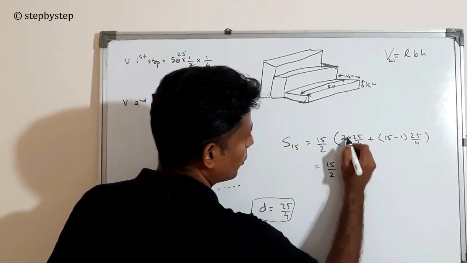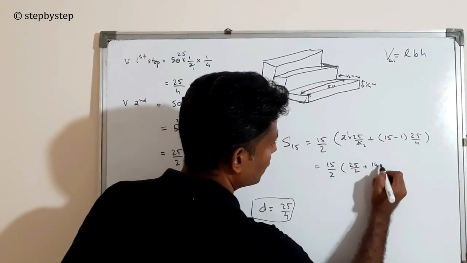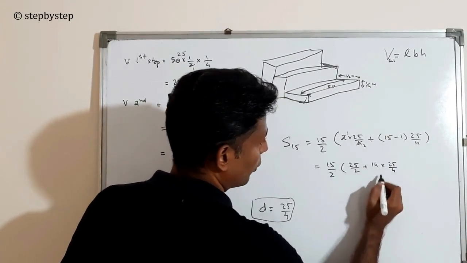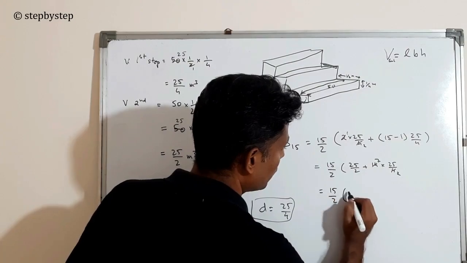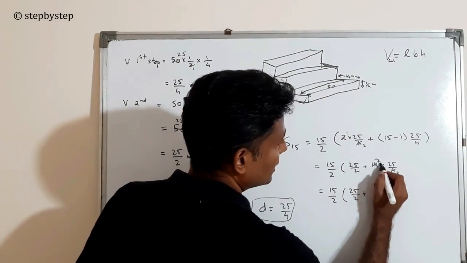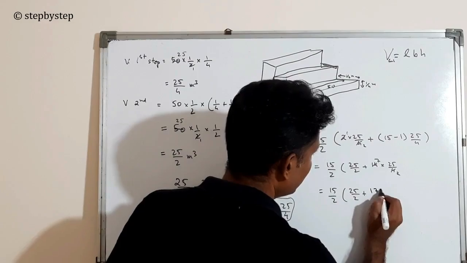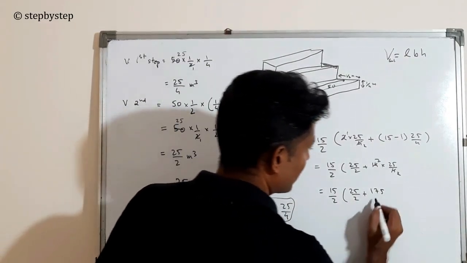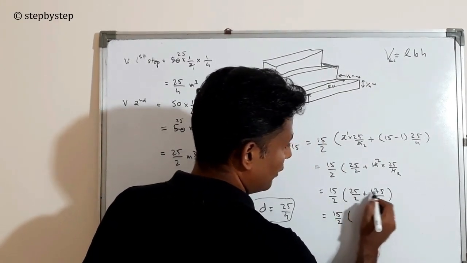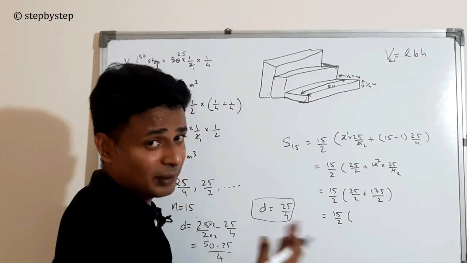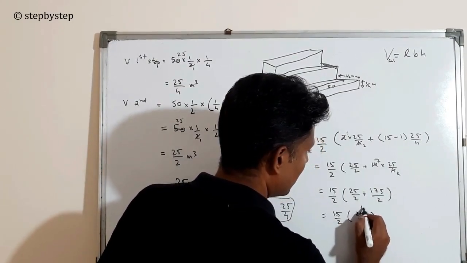So 15/2 into 2 ones are 2s are, so I get 25/2 plus 15 minus 1, that is 14, into 25/4. So 2 2s are 7s are. So I get 15/2 into 25/2 plus 7 into 25 is 175 by 2. So this is 15/2 into 25 plus, since denominators are same, I don't have to take LCM, directly add 200/2. So 2 ones are, hundreds are.